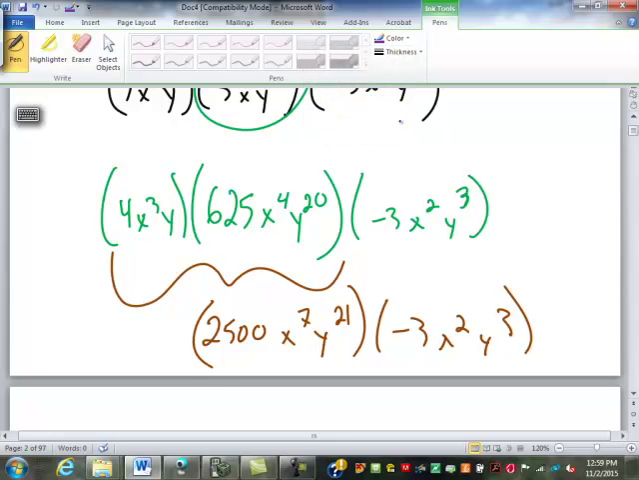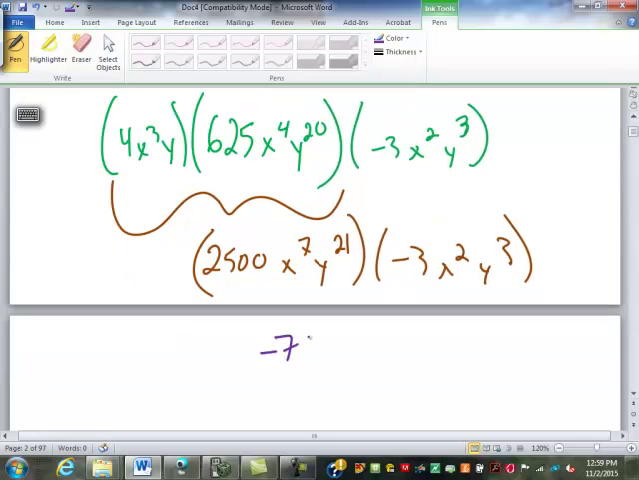So 2500 times negative 3 is negative 7500. X to the 9, y to the 24. Very good. Any questions? 21 plus 3 is 24.